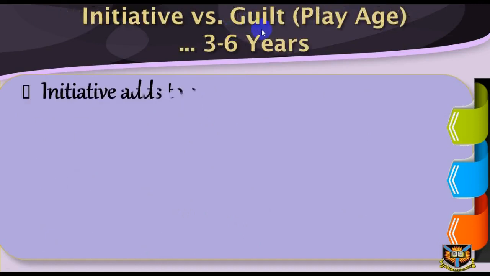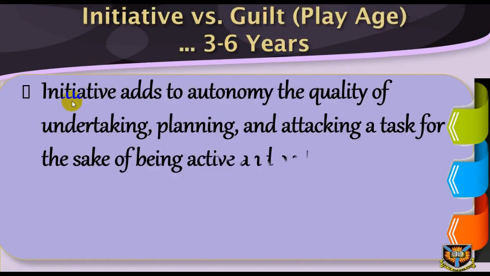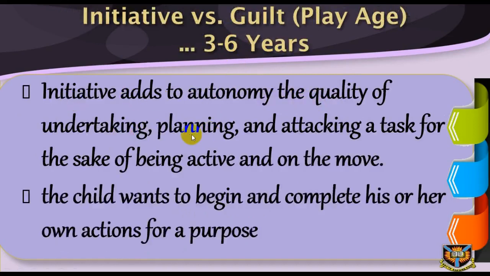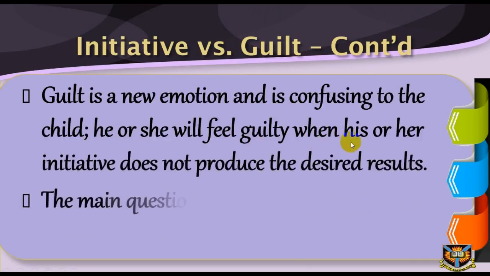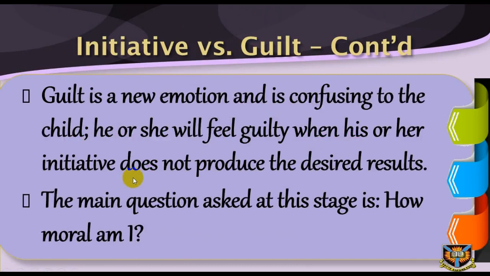Initiative versus guilt, 3 to 6 years, play age. Initiative adds to autonomy the quality of undertaking, planning, and attacking a task for the sake of being active and on the move. The child is learning to master the world around him or her, learning basic skills and principles of physics. Things fall to the ground, not up. Round things roll. How to zip and tie, count and speak with ease. At this stage, the child wants to begin and complete his or her own actions for a purpose. Guilt is a new emotion and is confusing to the child. He or she may feel guilty over things which are not logically guilt-producing, and he or she will feel guilty when his or her initiative does not produce the desired result.